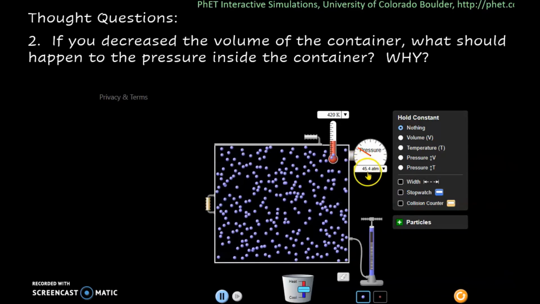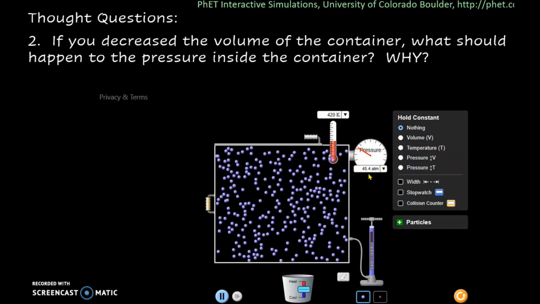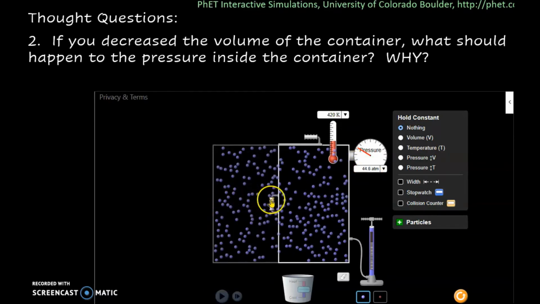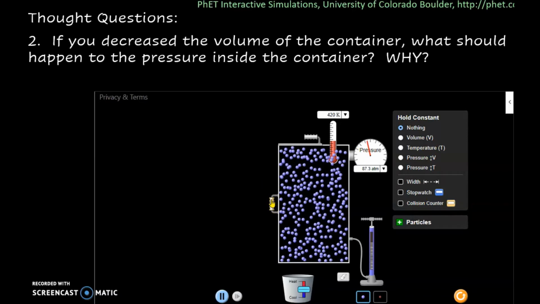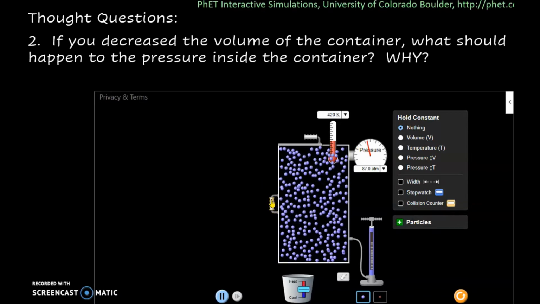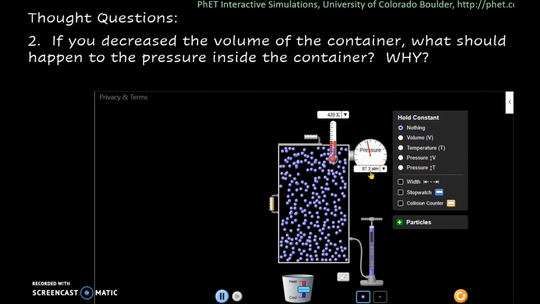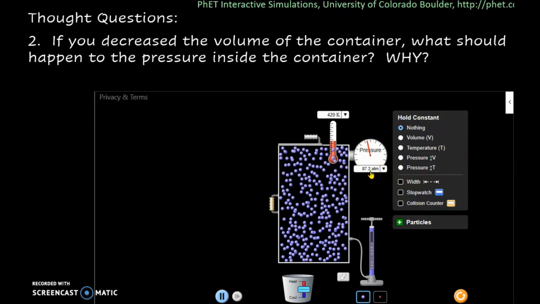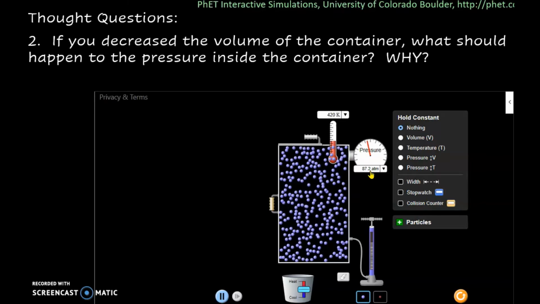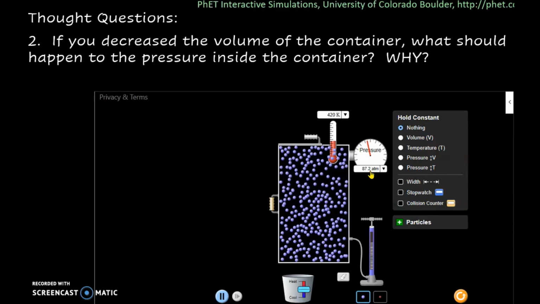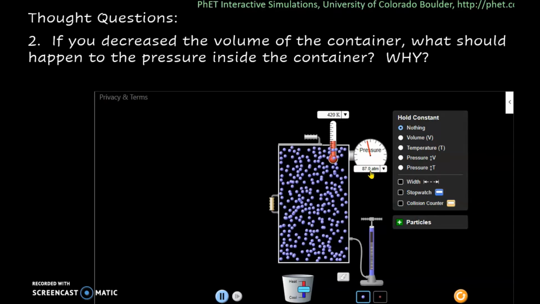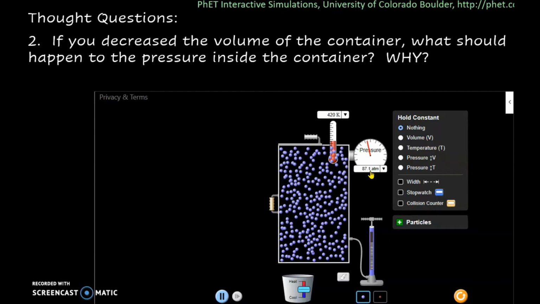Let's notice the pressure is at 45 atm. As we make this volume smaller, but the number of gas particles inside remains the same, we see the pressure increased to 87 atm. And that's because these particles don't have to travel as far to hit the sides of the container. We're going to have more collisions, and that leads to increased pressure.